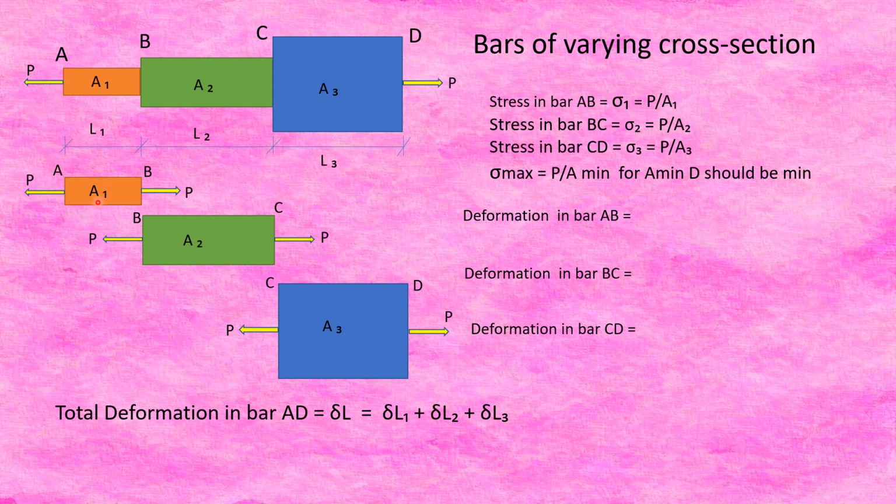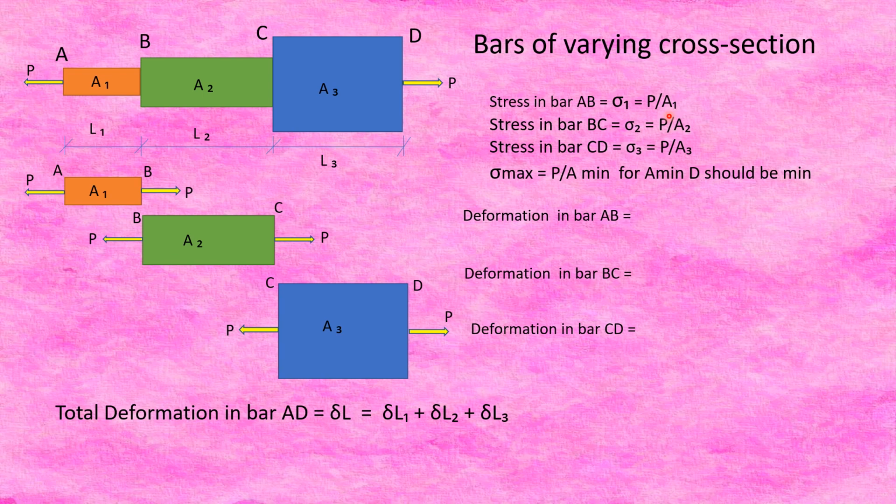Now here this is the free body diagram for AB, where the tensile force P is acting. This is the free body diagram for the BC. Again P, the tensile force is acting. And this is the free body diagram for CD. Area is A3 and the tensile force P is acting. Now if we want to calculate the stress in the bar AB, let us call it sigma 1, then it will be P divided by area A1. The area A1 is the area of the bar AB.